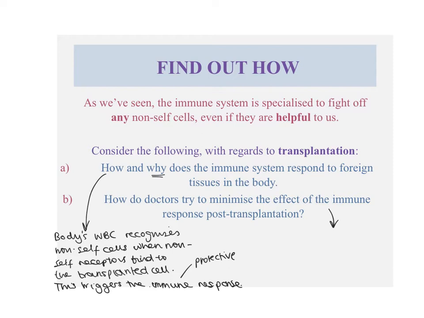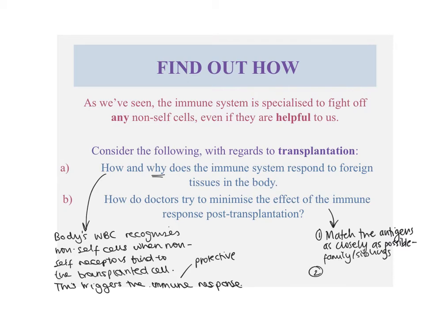And the way that we try to minimise the effects is, firstly, we try to match the antigens as closely as possible. So this is why, if you have a transplant, they try to see if there's anyone close in your family that has the same sort of blood type and antigens as you, so that there's less chance for the body to reject them. So we say family or siblings.